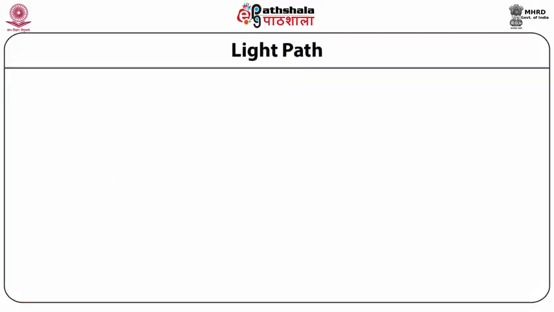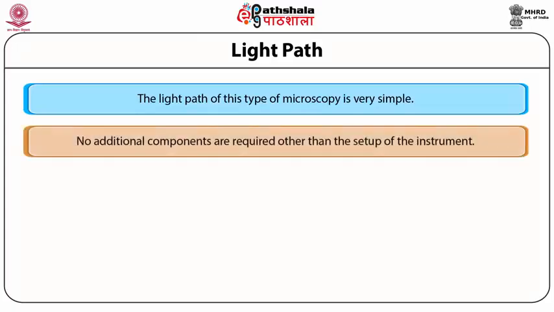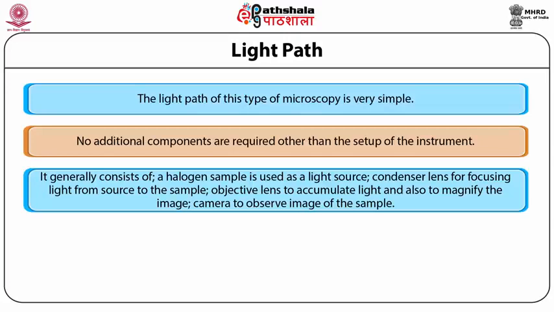Now, let us see the light path. The light path of this type of microscopy is very simple. No additional components are required other than the setup of the instrument. It generally consists of, first, a halogen lamp used as a light source.